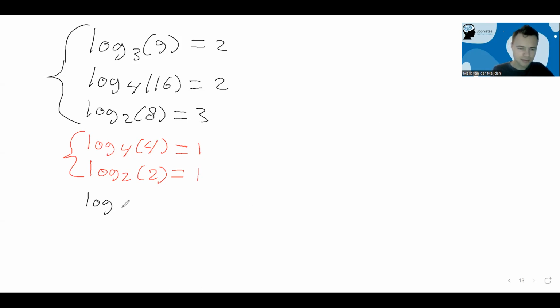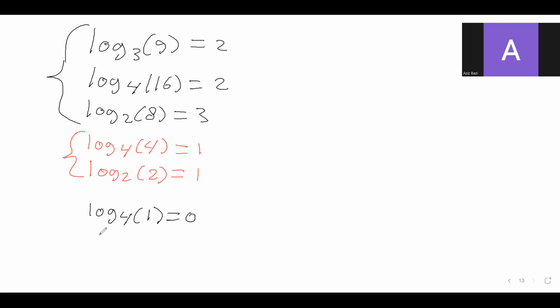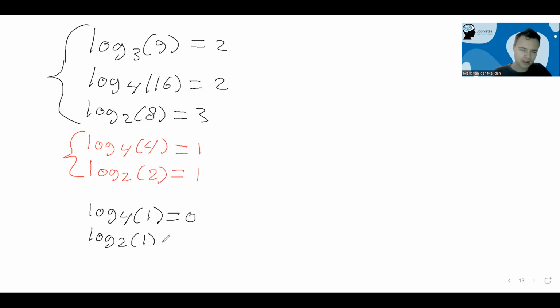Log 4, 1. So what if I give an input of 1? What do I get out of this? 4 with the power of something is 1. 0. Yeah, very good. Log 2, 1 is also 0, right? So each time you insert a 1 in it, the outcome will be 0, because something with the power of 0 is 1. Okay.